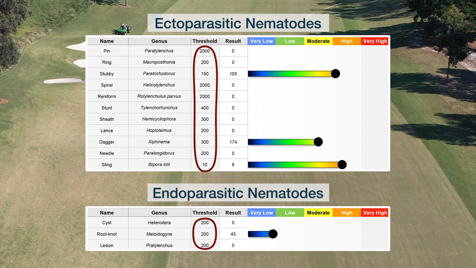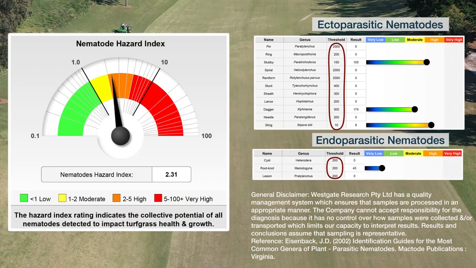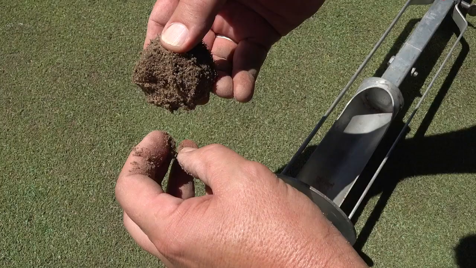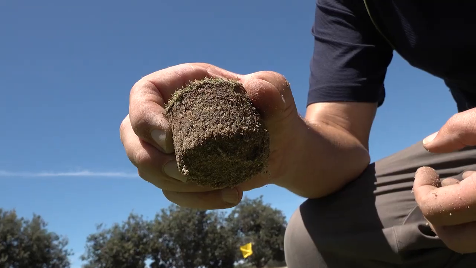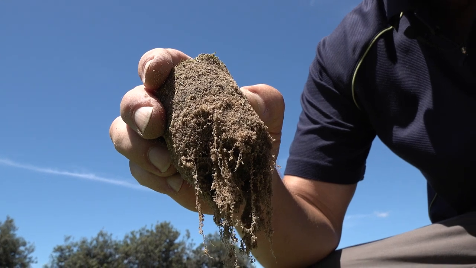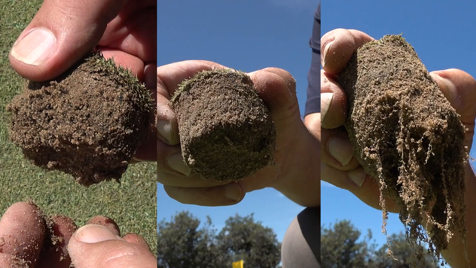Now, the nematode numbers are also shown in this hazard index, which takes into account all the nematodes that are present and the levels at which they occur in the sample. So don't use the nematode counts by themselves to determine control or how effective a treatment has been. We must pay attention to the health of the root system. The health of the root system goes hand in hand with the nematode counts when we're making any assessments about whether we should treat or how effective a treatment has been.